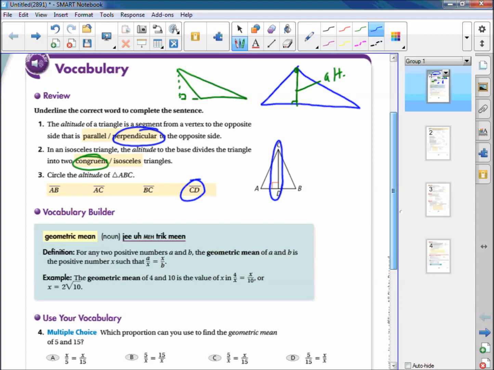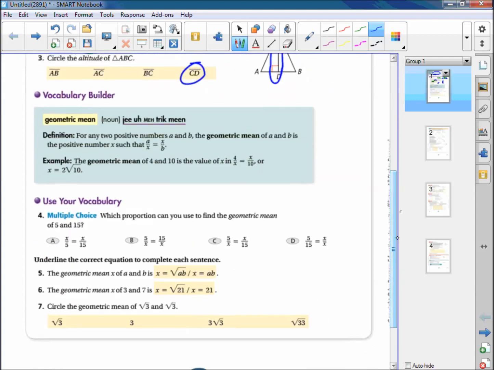All right, geometric mean, this is new here. So the definition: for any two positive numbers A and B, the geometric mean of A and B is found by doing A over X equals X over B, and X is going to be our geometric mean. So when we solve for X in this proportion, we get the geometric mean.